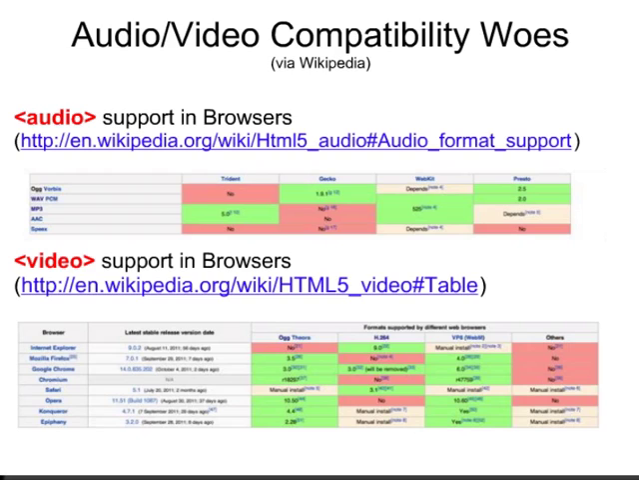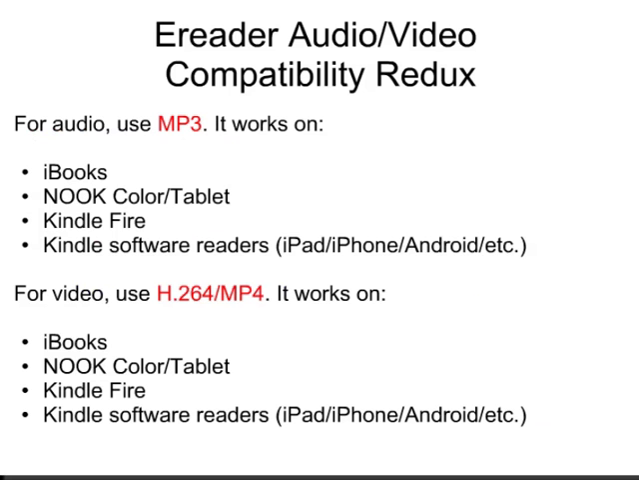But the same is true basically for audio and video in your e-readers. From my own experimentation, I want to boil it down a little bit, and what I've found is your best bet in terms of audio-video compatibility for audio in different e-readers is to use MP3. Because if you use MP3, you're going to have support in iBooks, in both Nook Color and Nook Tablet, the Kindle Fire, and the Kindle software readers for your various phones like an iPad, iPhone.